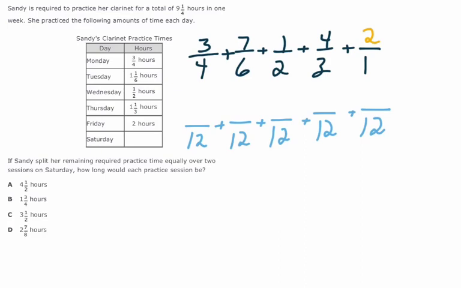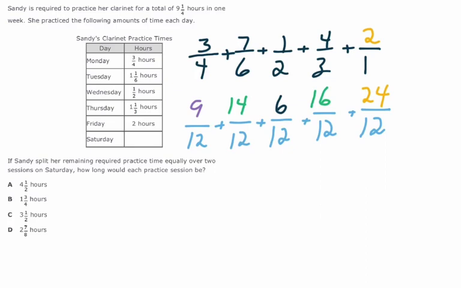And when we have a common denominator, we have to remember to convert the numerators too. I couldn't just put 3, 7, 1, 4, 2 at the top. We need to convert them. So it should look like this. 4 goes into 12 3 times, so 3 times 3 is 9. On the other side, 6 goes into 12 2 times, so 7 times 2 is 14. 2 goes into 12 6 times, 1 times 6 is 6. 3 goes into 12 4 times, 4 times 4 is 16. And then the 2, of course, will turn into 24. So I've converted my numerators.